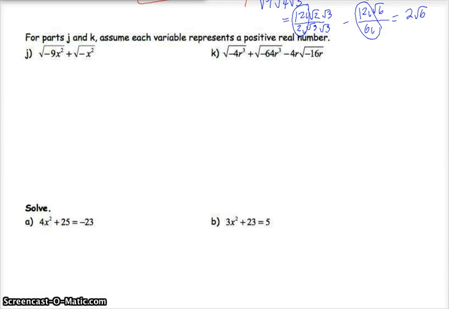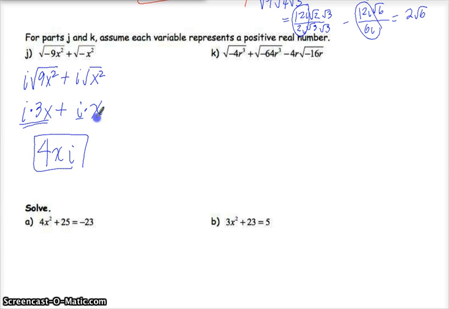Okay, letter J. Assume for J and K that each variable represents a positive real number. Okay, so x's are positive, r's are positive. So we have to take out our i, and then we have the square root of 9x squared, and then we take out our i, we have the square root of x squared. So we get i times 3x plus i times x. So we get 4xi because they are like terms. So my final answer is 4xi.